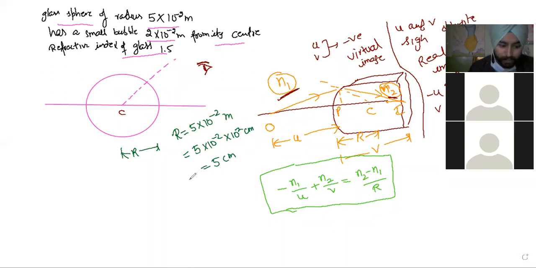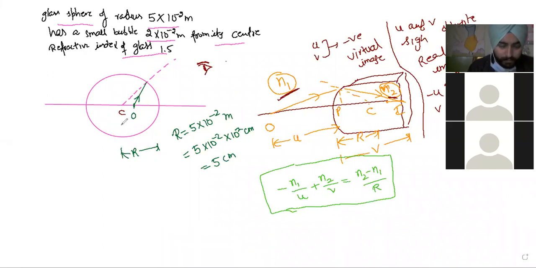If this is 5 centimeter, then what if the object is placed here? This is the object. Now if the object is placed here, the ray will move along this side. So it will be incident here. Is this clear? Yes, sir.